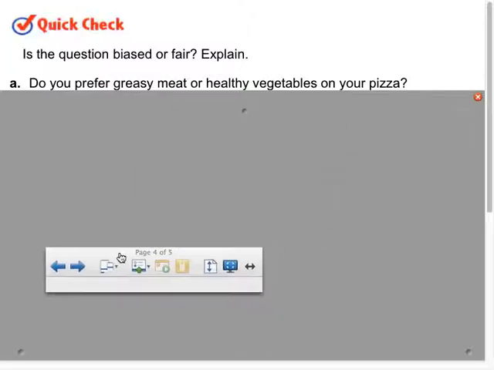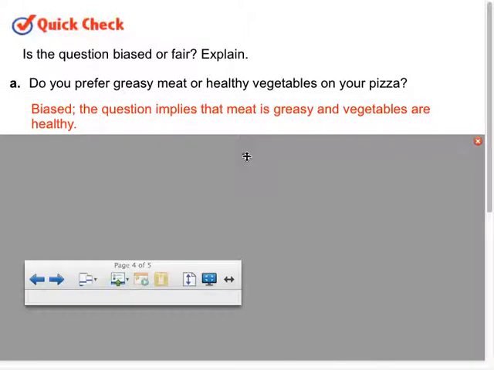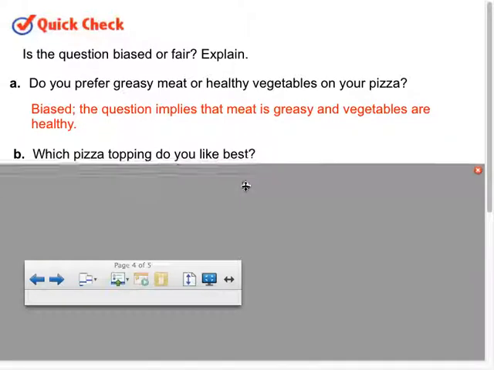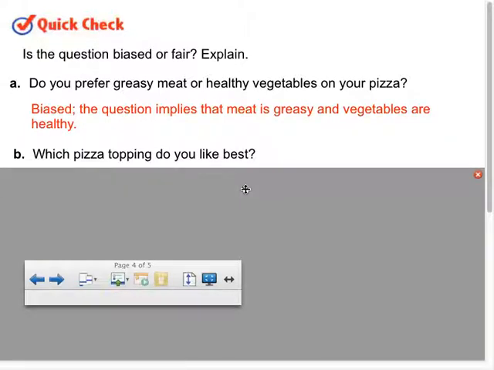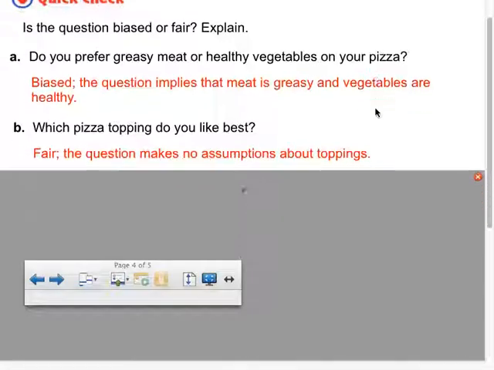Okay, some more examples. Is the question biased or fair? Let's explain. Do you prefer greasy meat or healthy vegetables on your pizza? Definitely biased. The question implies that meat is greasy and vegetables are healthy. So that is a biased question. How about the next one? Which pizza topping do you like best? Fair. It doesn't have any adjectives that would imply an opinion, right? That is a fair question. Makes no assumptions about the toppings.